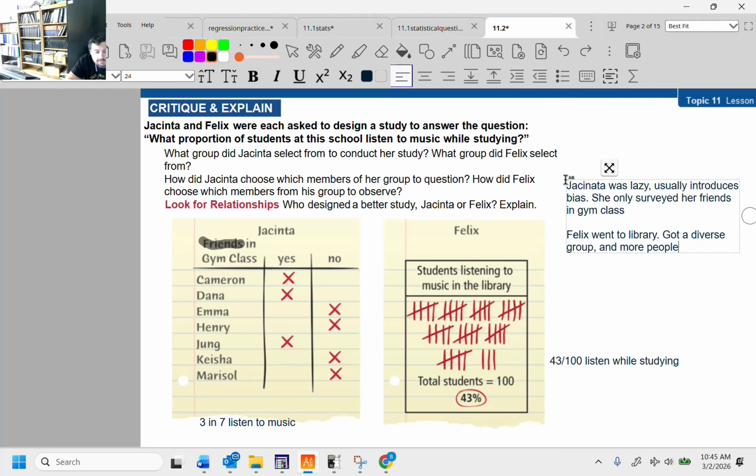Does Felix's have some bias? Possibly. Does it have as much as Jacinta? No. But Felix's study has less bias by design. He had more people in a sample. It was a more diverse group. And the main thing is he wasn't lazy. He was not lazy. He actually went and did something. Jacinta's just lazy. Plain and simple. I would trust Felix's studies over Jacinta's any day of the week.